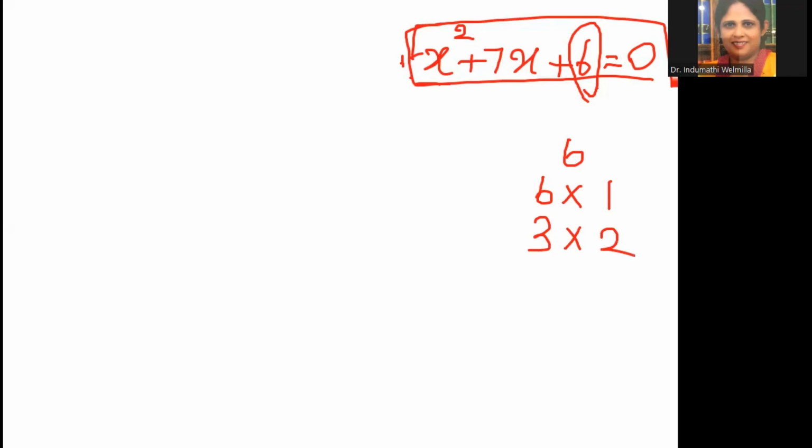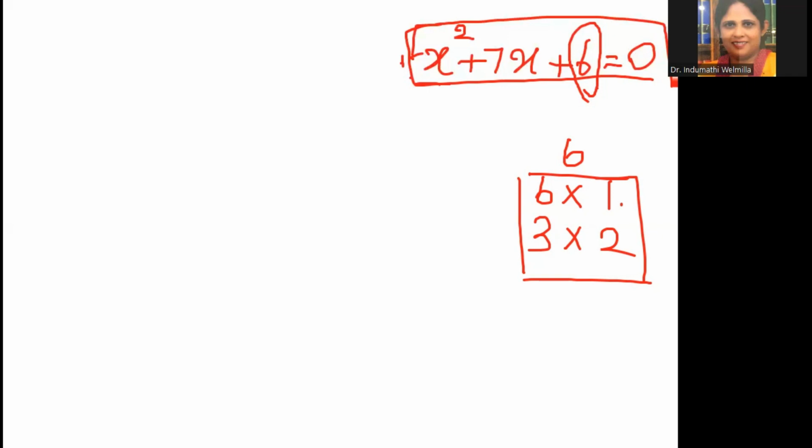So then we have to find out the relevant or required factor from all these factors. How do we select the relevant factor? Just check whether, when we add or subtract the factor values we already found, we can get the middle term coefficient. Can we get the middle term coefficient?